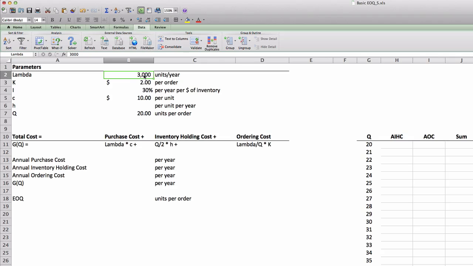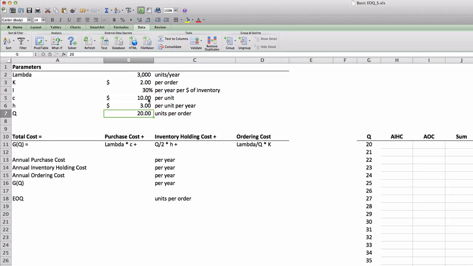As usual, what we start out with is a set of given parameters, most importantly lambda, which is annual demand, in this case 3,000 units per year. We have an order placement cost of $2 per order. The inventory carrying charge I is 30% and the unit value is C, $10. So that tells us that the inventory holding cost per unit per year, which we call H, is simply equal to I times C, or in other words, $3.